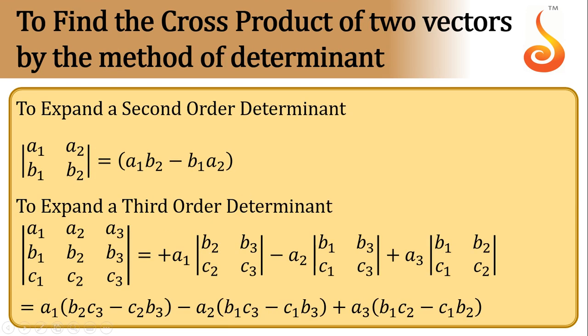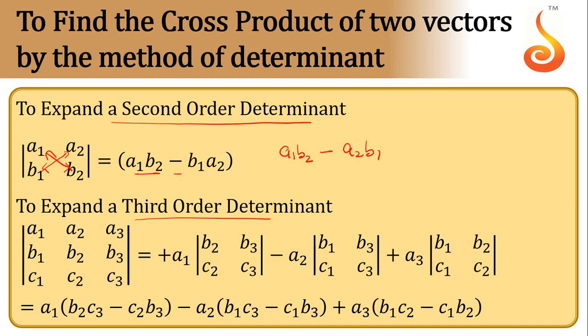In order to find the cross product, we first need to understand how to expand a second order determinant and a third order determinant. So look at this one. We have A1, A2, B1, B2. To expand this, I will first multiply A1 and B2, then subtract A2, B1. So A1, B2 minus A2, B1.